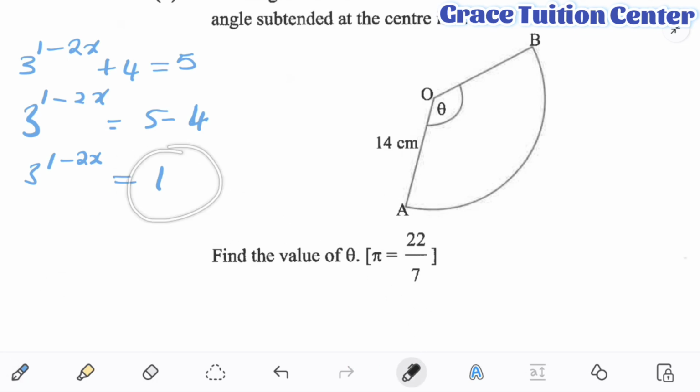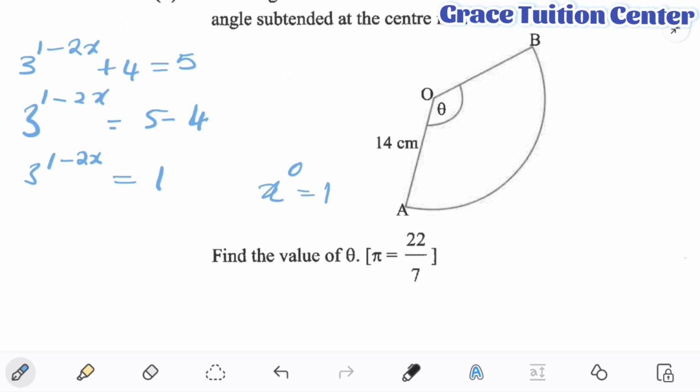Now, the next thing we have to do is to write the right side of our equal sign in the same way as the left side of our equal sign. What I'm trying to say here is since the left side has got a base of 3, we need to write this number to have a base of 3 to the power something. There's a rule in indices which says that x to the power 0 is equal to 1, where x can be any number. So any number to the power 0 is equal to 1. This is a principle that we are going to use here.